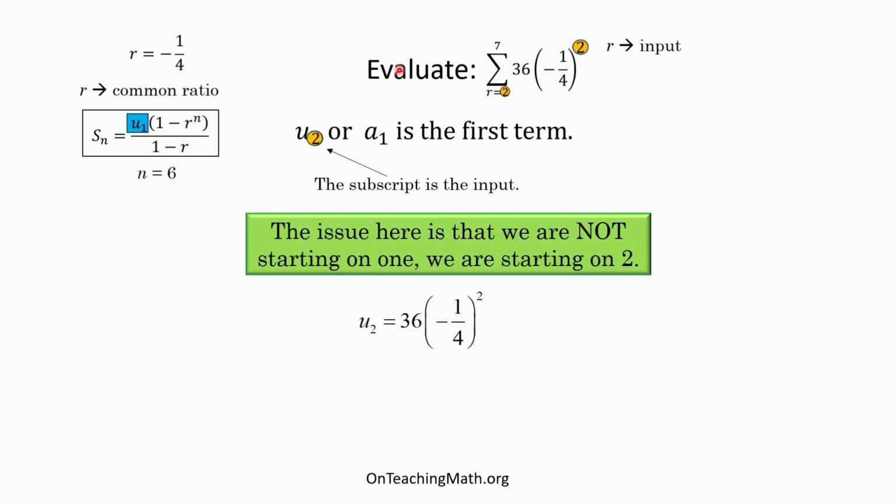We're going to have 36 times negative 1/4 squared. Now be careful with the squaring. You have to do the numerator and denominator. A negative times a negative is positive. 1 times 1 is 1, and of course, 4 times 4 is 16. Let's go ahead and reduce that. 4 goes into both 16 and into 36. So when we're all said and done, 9/4.